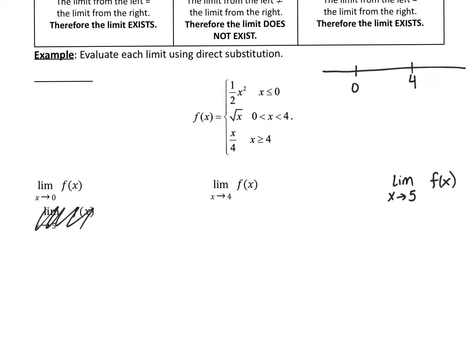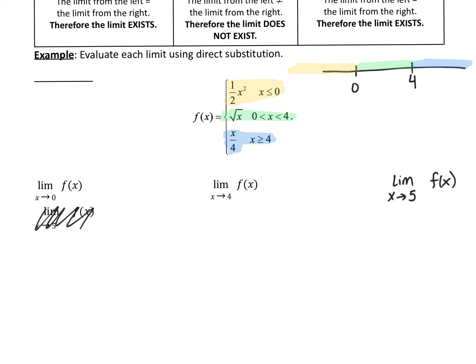So we're going to be using this graph for when x is less than 0. So that's this side of the graph. Then we're going to be using this square root function when x is between 0 and 4. And then we're going to use this rational function x over 4 when x is greater than 4. So these are the 3 parts to your graph.